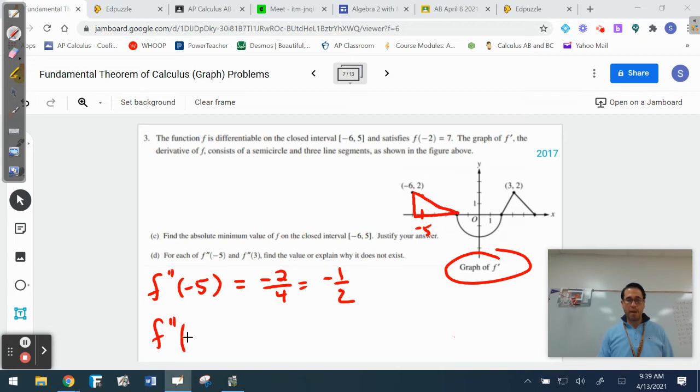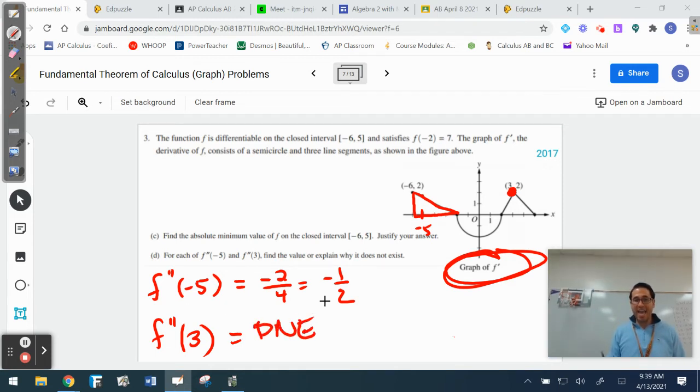F double prime of 3. Well, where's 3? 3 is boom. Pointy place, right? Because f double prime is the derivative of this, which means it's the slope of it, which, at a pointy place or corner, means DNE.